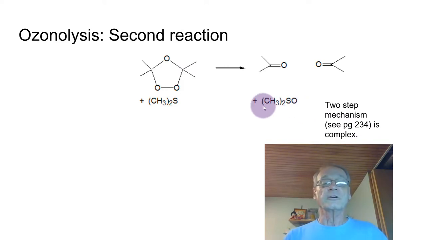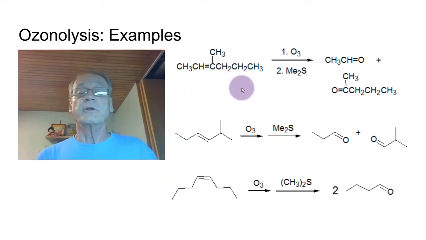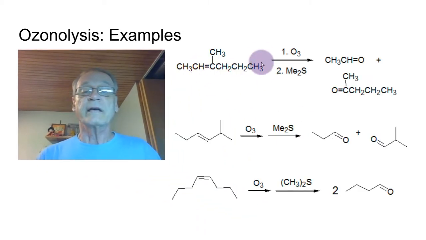So all you really need to know is that adding ozone forms the ozonide, and then adding dimethyl sulfide forms the ketones and or aldehydes. Here are some examples. It's pretty simple. Any alkene, when you add ozone followed by dimethyl sulfide, you're going to split the molecule right there. You're going to form 2 new molecules.